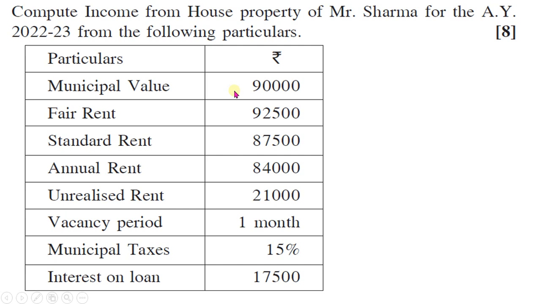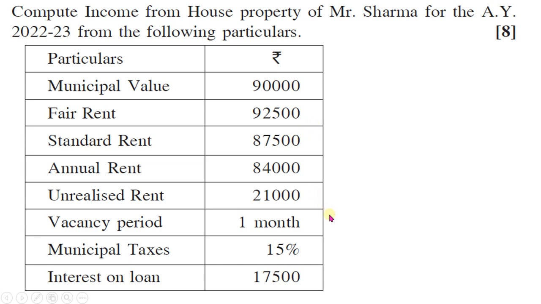Municipal value is given, 90,000. Fair rent is given, 92,500. Standard rent is given, 87,500. Annual rent is given, 84,000. Unrealized rent is 21,000. Vacancy period means the house was vacant for 1 month. Municipal tax is also paid and it is 15%. Then interest on loan, 17,500. So on the basis of this information, we have to calculate the taxable income from house property for Mr. Sharma.